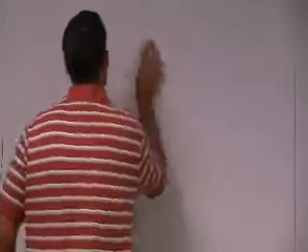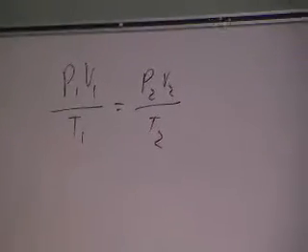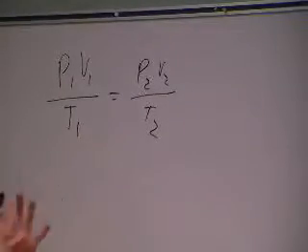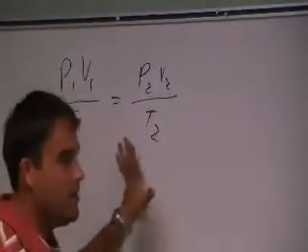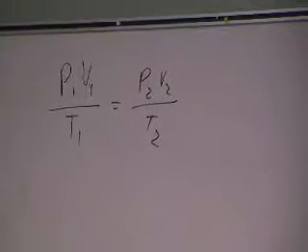So, combine all this together to rightly be called the combined gas law. And this is the first equation. It is P1 V1 over T1 equals P2 V2 over T2. It takes Charles's law, Gay-Lussac's law, and Boyle's law, adds them all together and gives you that. Now, how many variables do you have in that equation?